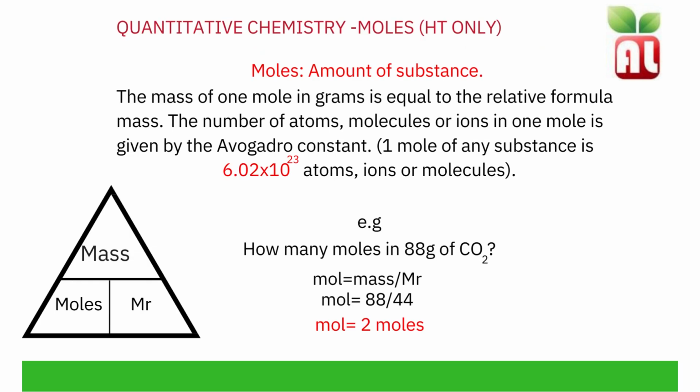Moles. Moles are a measurement of an amount of substance. The mass of 1 mole in grams is equal to the relative formula mass. The number of atoms, molecules or ions in 1 mole of substance is given by the Avogadro constant. 1 mole of any substance is equal to 6.02 times 10 to the power of 23 atoms, ions or molecules.